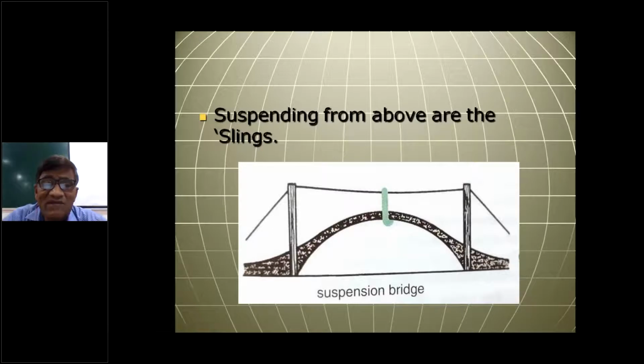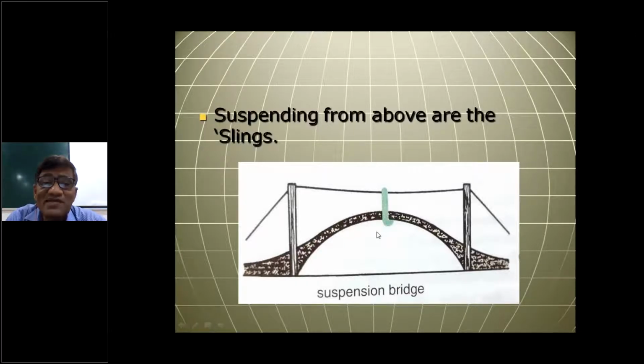For further protection of the arch, if something pulls it from above, like hanging it, they are called slings. Some bridges also have slings. It is also called suspension bridge or sling.